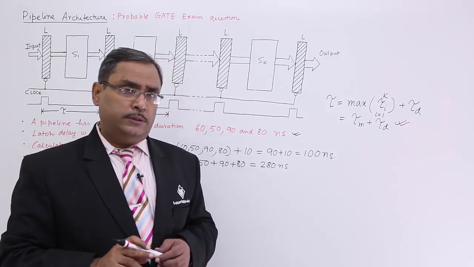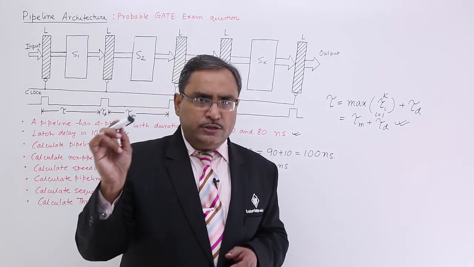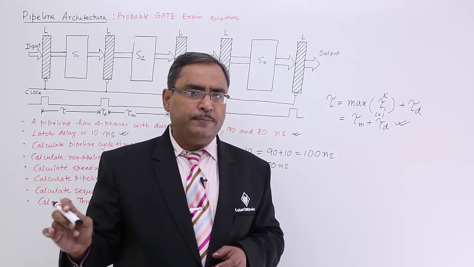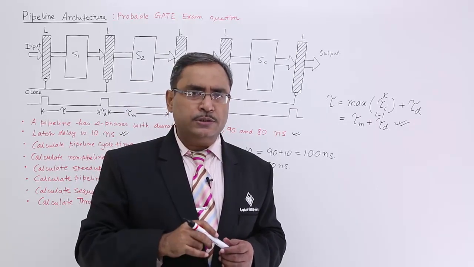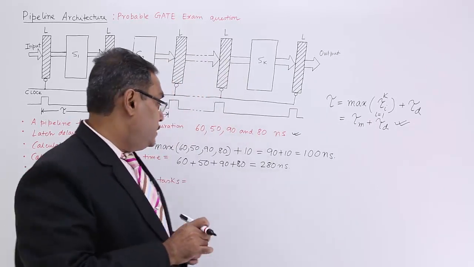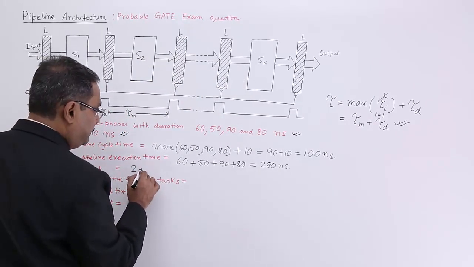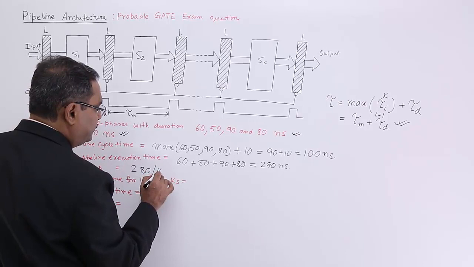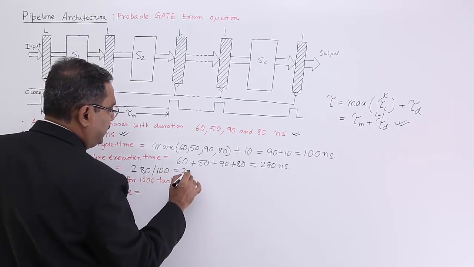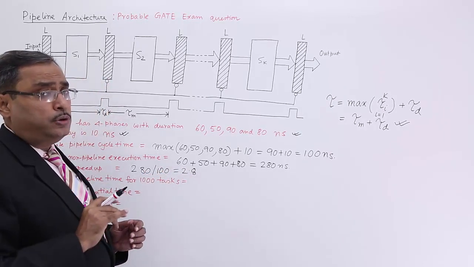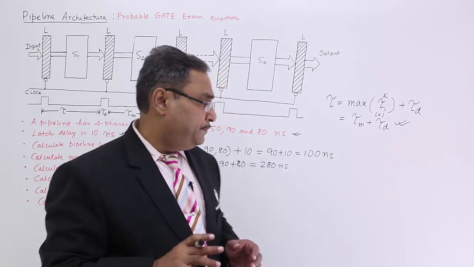Now, it is asking us to calculate the speed up ratio. Speed up ratio means the non-pipeline execution time divided by the pipeline execution time. You can consult my previous videos, I mentioned everything there. So, it will be 2.8. It is a ratio, so you should not have any unit.